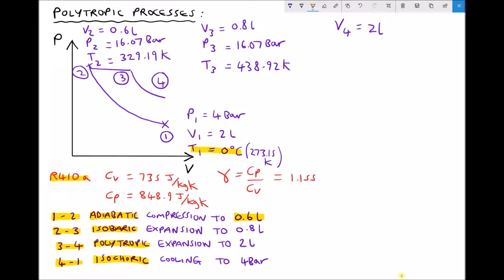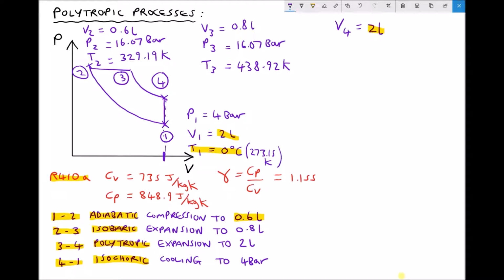Now note that that volume of 2 litres is exactly the same as the volume V1, 2 litres. Therefore, we know that position 4 and position 1 must exist on the same vertical line. They have the same volume indexed on our x-axis. Now this is also backed up by what we know about the process 4 to 1. 4 to 1 is isochoric, or constant volume cooling. So as we can see, moving from position 4 to position 1, we must have a vertical line. We have a constant volume process.